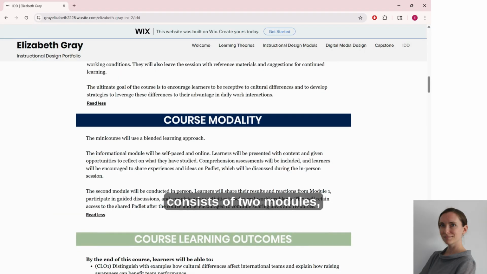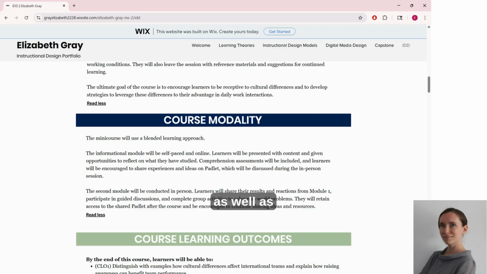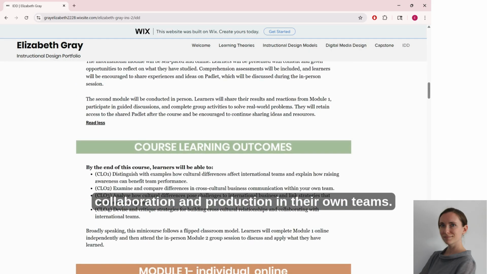The course consists of 2 modules, the first of which we will see today is an online self-paced module where learners will be presented with, as I said, the basics of understanding cross-cultural communication, as well as real-world examples and strategies that can be used immediately to help improve collaboration and production in their own teams.